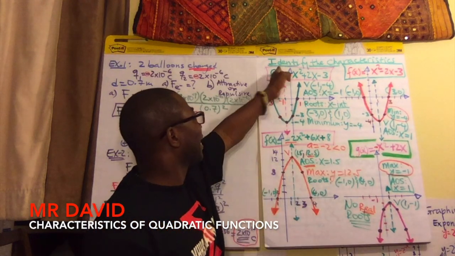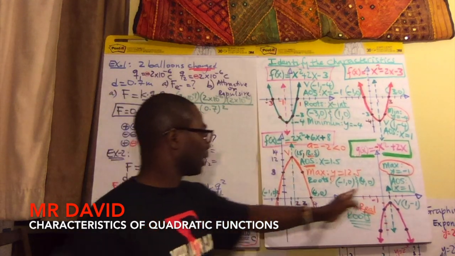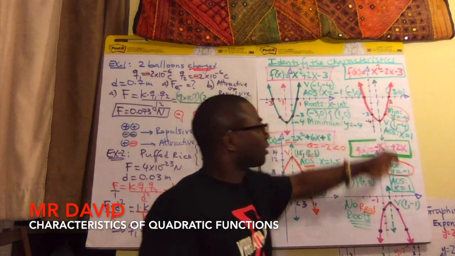Axis of symmetry, the line that crosses the graph in two.